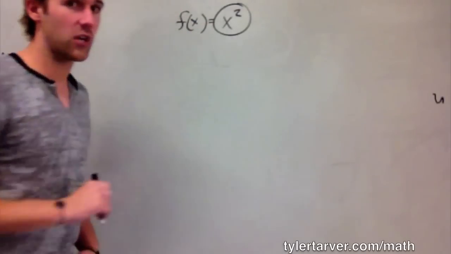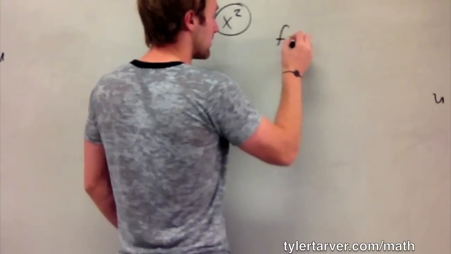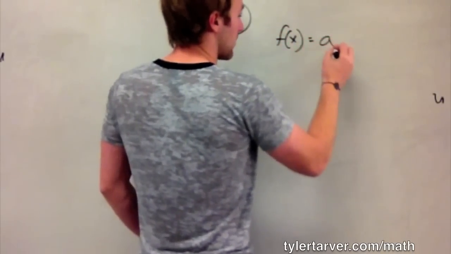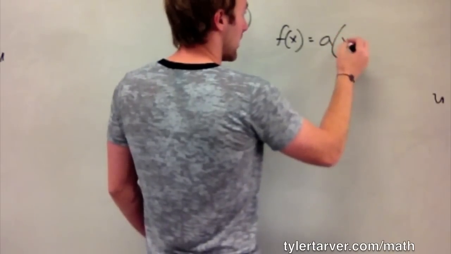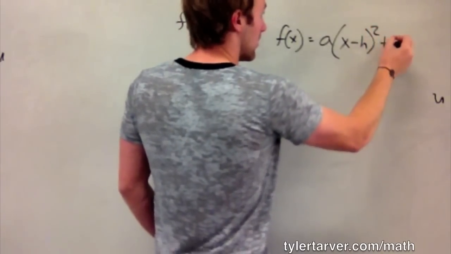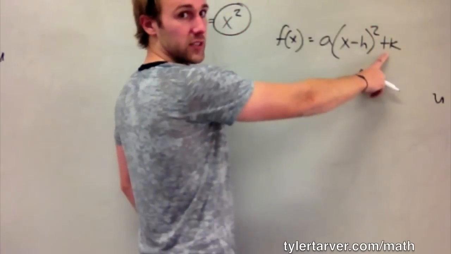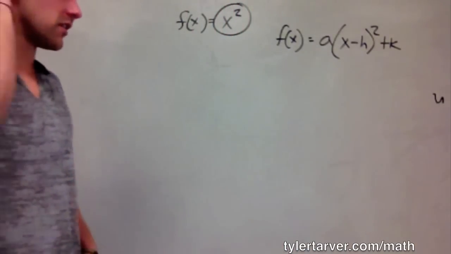Now, we've also talked about vertex form because we've done our transformations. Vertex form is: you've got the vertical stretch or compression, horizontal translation, vertical translation. Correct? Correct. Yes, ma'am. What is that? That's vertex form.